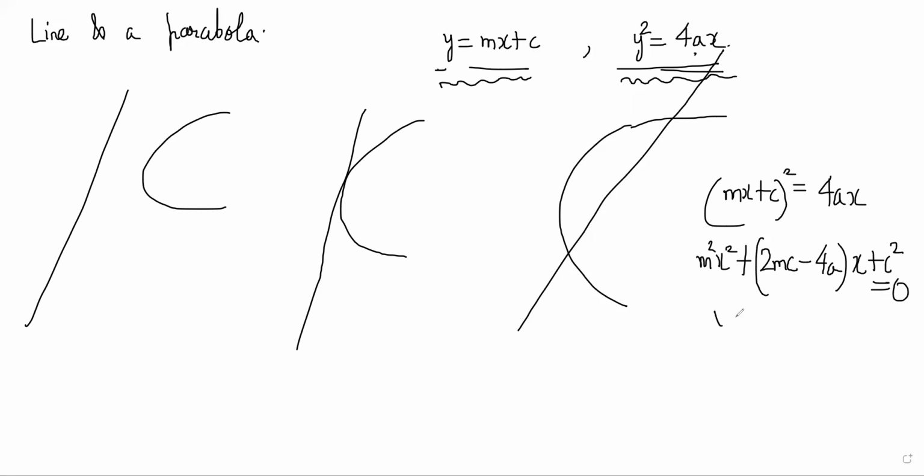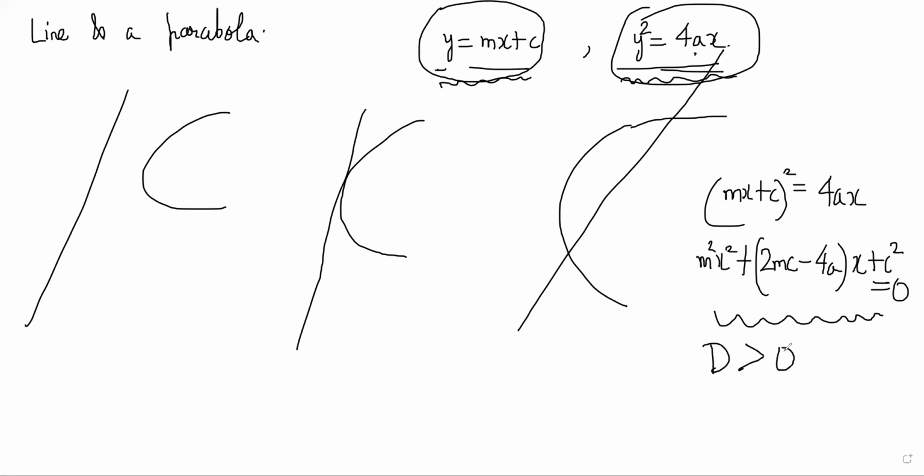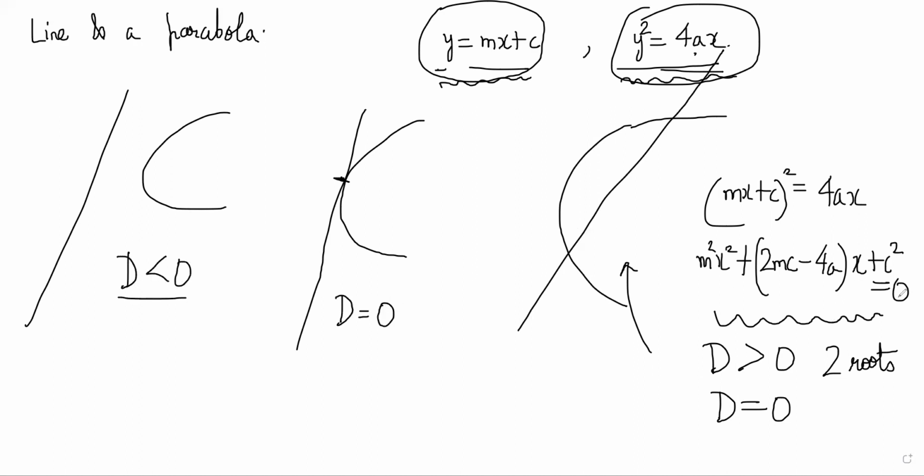This is a quadratic in x, and every root of this is a point that is at the intersection of the line and the curve, right? So if it has discriminant greater than 0, it should have two roots or two intersections, which is this case. And if discriminant is equal to 0, it will have one point of contact, which is double roots or equal roots, which is this case, right? And if D is less than 0, there are no points of intersection, right?